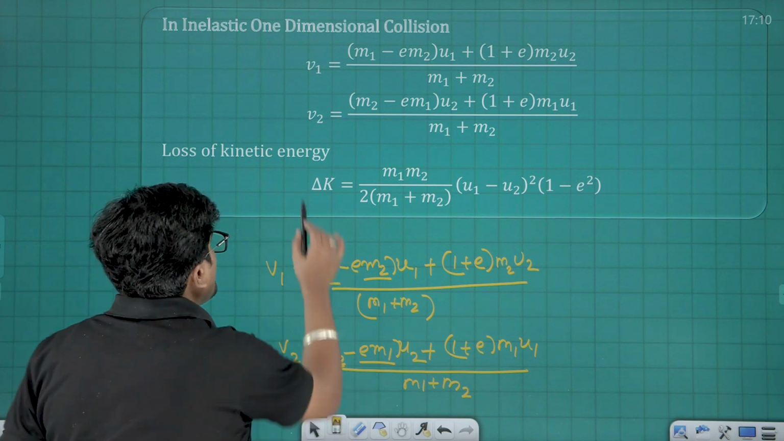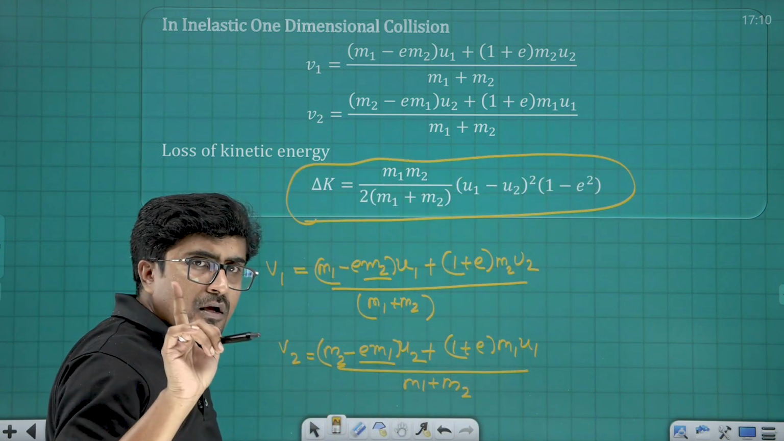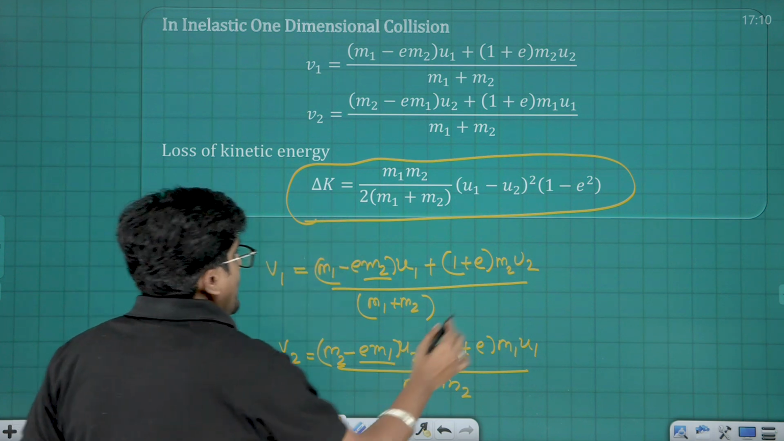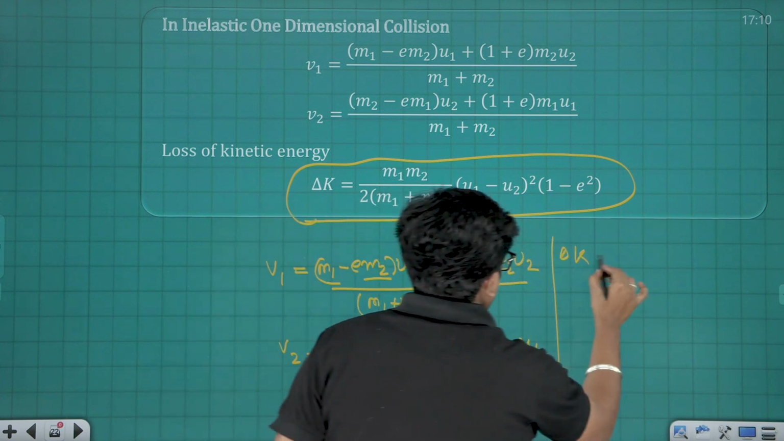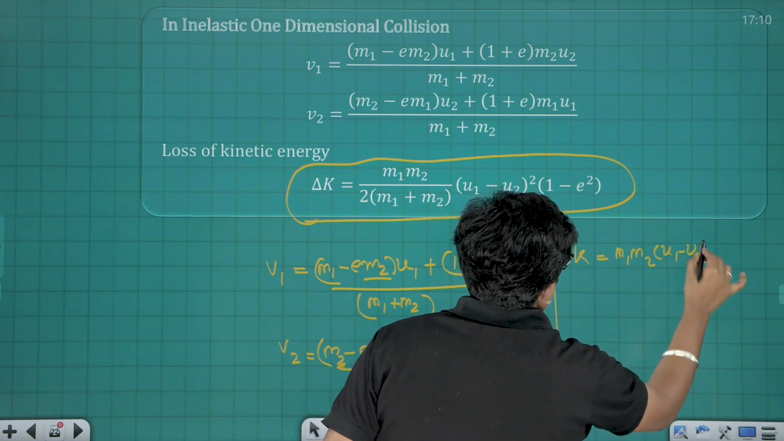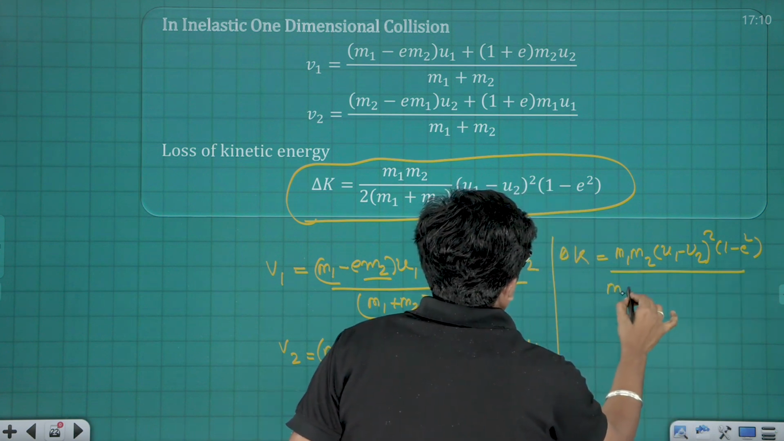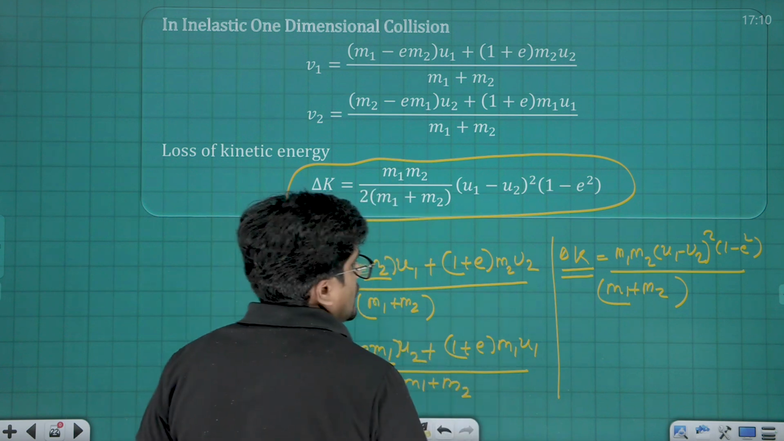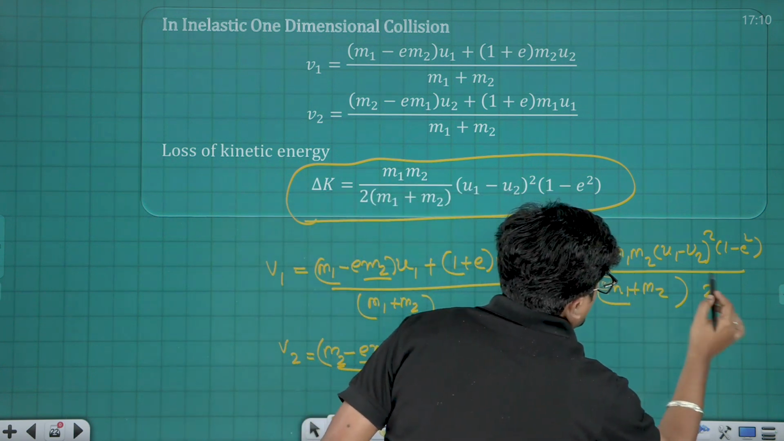Alright, and one more thing regarding loss of kinetic energy. In case of an inelastic collision, delta K is going to be equal to M1 M2 into (U1 minus U2) square into (1 minus E square), all divided by M1 plus M2. So that is going to be the loss of kinetic energy. I think 1 by 2, yes, 1 by 2 must be there.